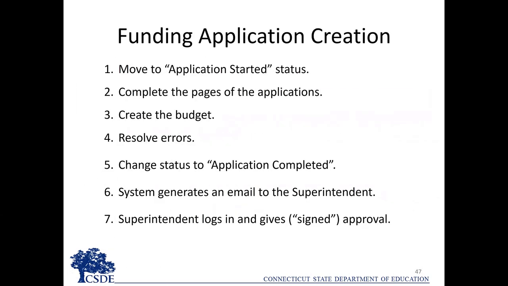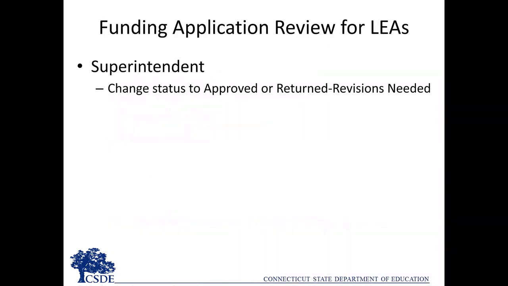So, the funding application creation. We start with application started, that's your status. You're going to complete the pages of the application and all the different sections. You're going to create your budget, resolve error messages, and then change your status to application completed. The system then will generate an email to the superintendent. You did your side of things, you're all done, it's now to the superintendent. Superintendent logs in, gives the signed quote-unquote approval, and it comes along to where he changes the status to approved or revisions needed.